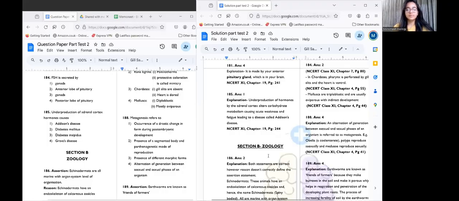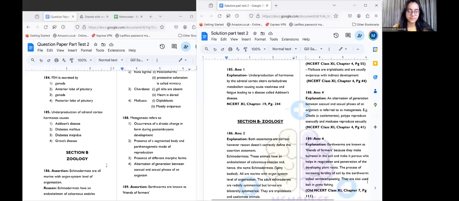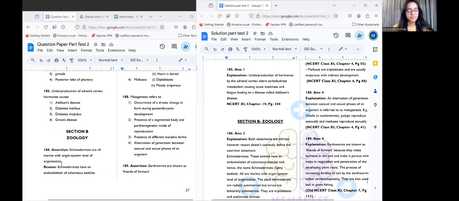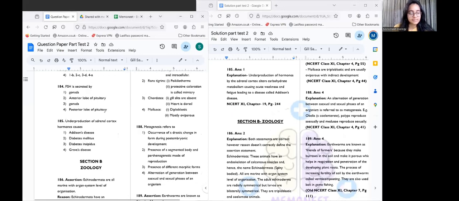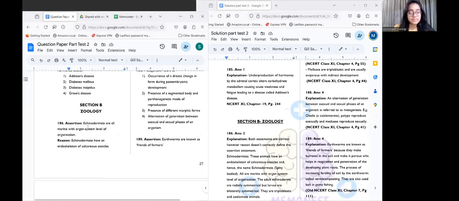Okay, so now let's start with section D for the zoology part. Moving on to the 186th question, which is again an assertion and reasoning type of question. We are talking about echinoderms here. The answer for this question is option number 2. Option number 2 is: assertion is correct, reasoning is also correct, but they both are not related. Let's see the question, how it goes.